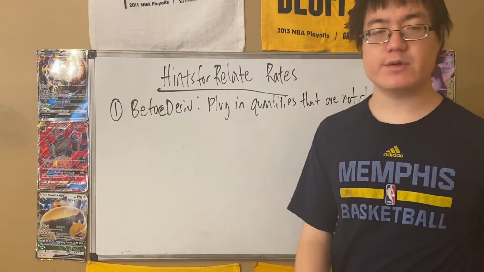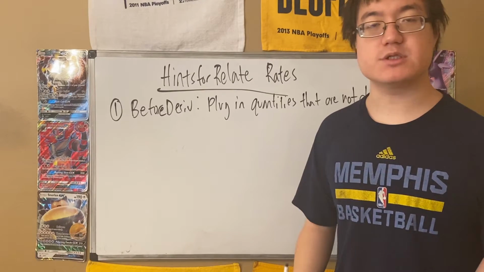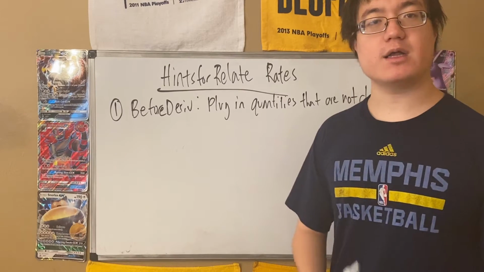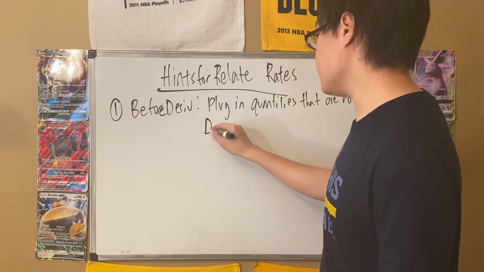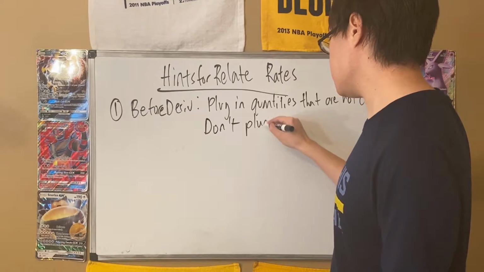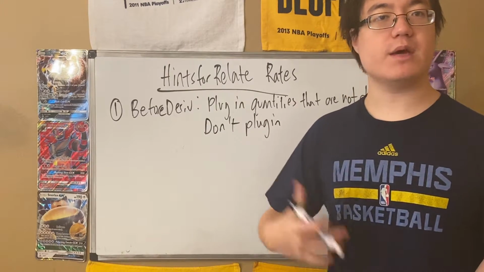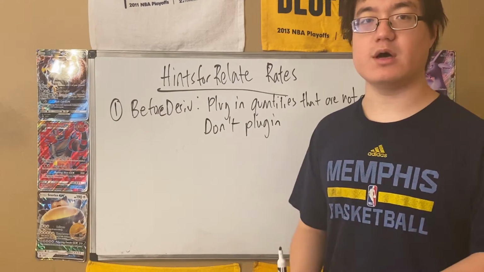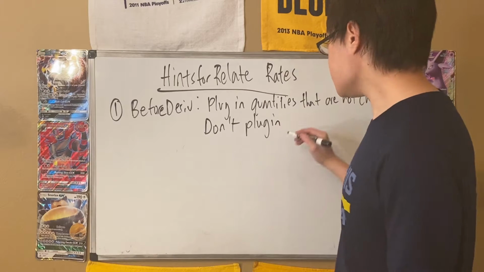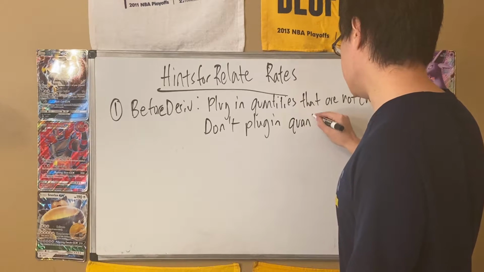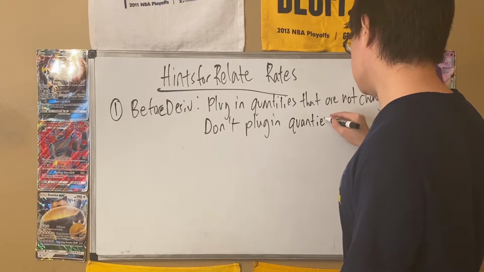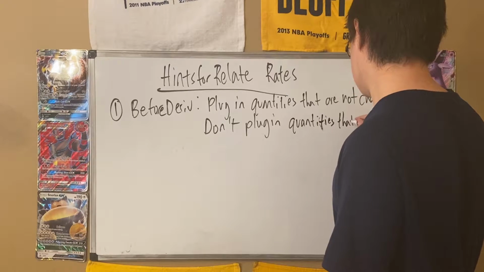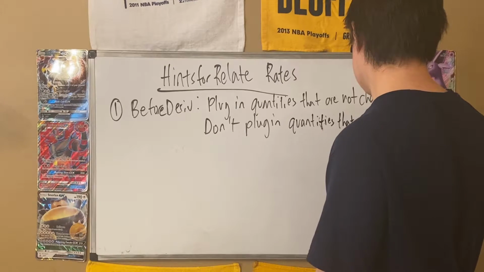For example, when we did the ladder question, the length of the ladder won't be changing, so we can plug in the length of the ladder immediately into the question. But we're not going to plug in anything that does change. So don't plug in quantities that do change, because you want to make sure that you're going to be able to take its derivative. And if you plug in a number for a variable and that variable is changing, you're not going to be able to take the derivative. So don't plug in quantities that are changing. So that's our first hint.